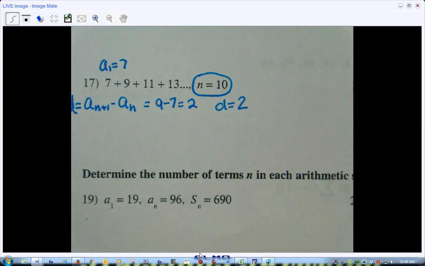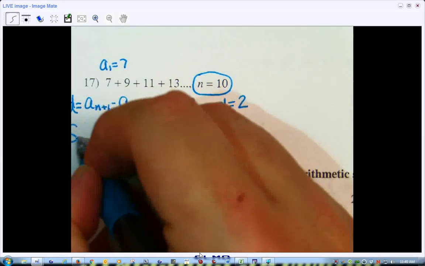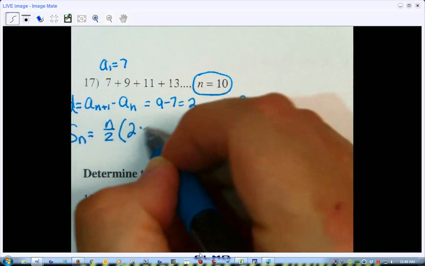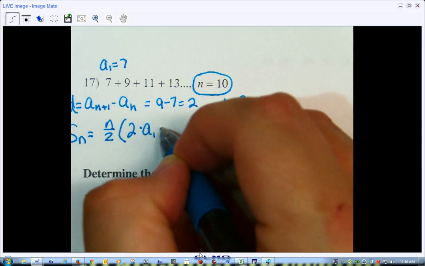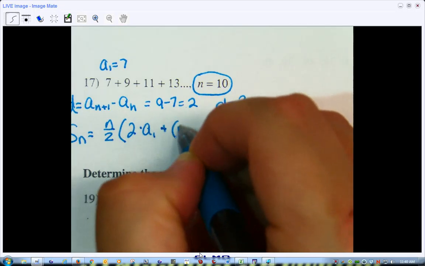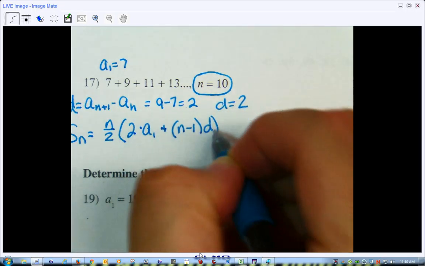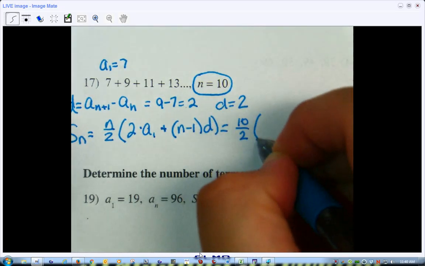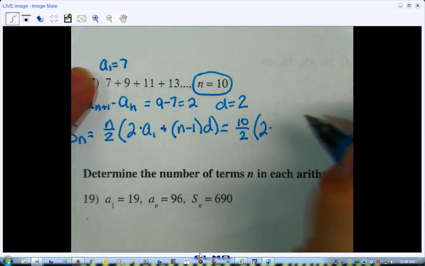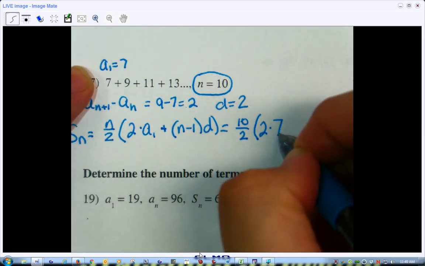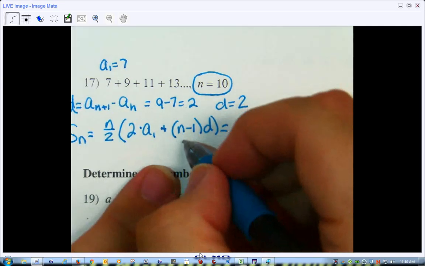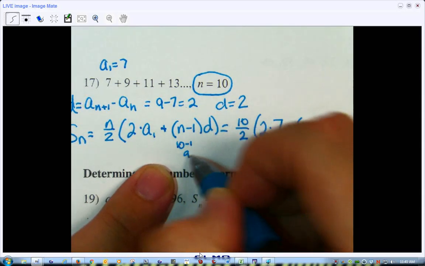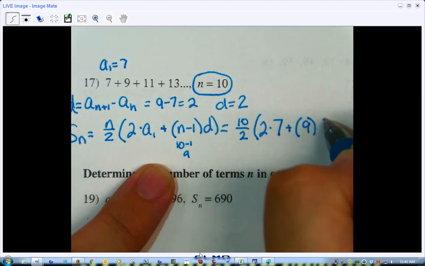So I'm now going to use the summation formula. S of n is equal to n over 2 times 2 times a sub 1 plus n minus 1 times d. Now my n is 10, so I'm going to get 10 over 2 times 2 times a sub 1, which is 7, plus 10 minus 1, which is 9, so I'm going to put a 9 there, and then d is 2.